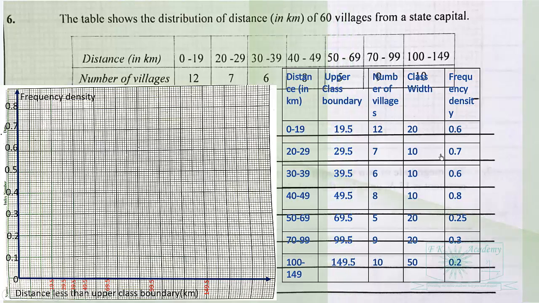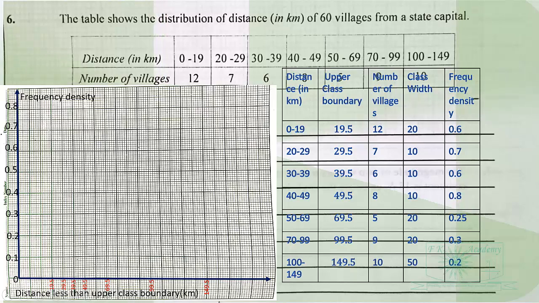So to get the frequency density, this is what you do. You divide the number of villages by the class width. So frequency divided by class width will give us the frequency density. So 12 over 20 will give us 0.6, 7 over 10 will give us 0.7, and so on and so forth. Now let's look at the scale we are going to choose on the horizontal axis.